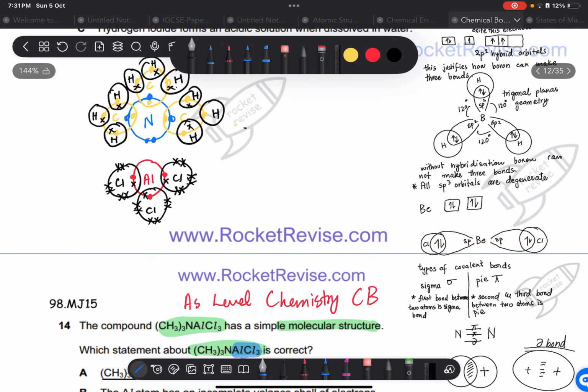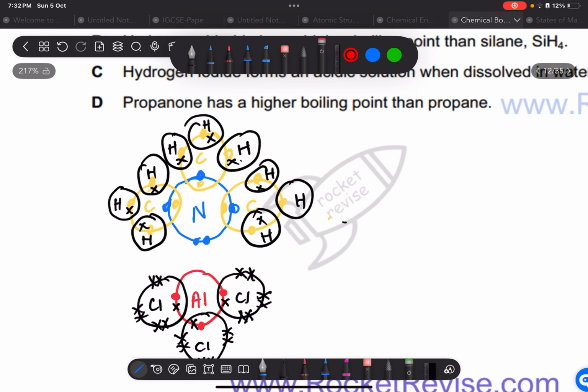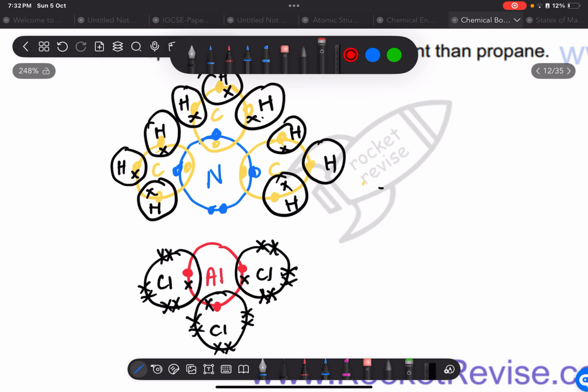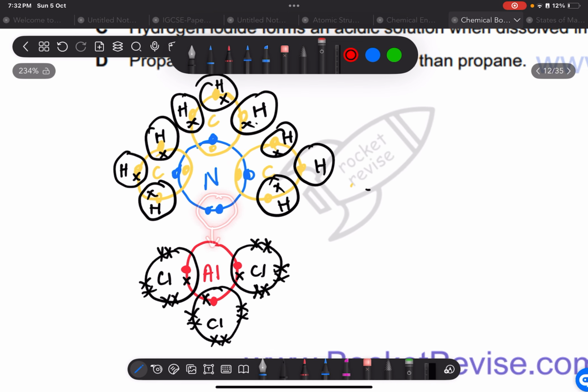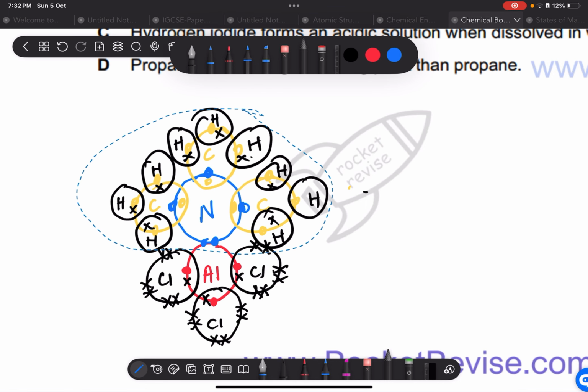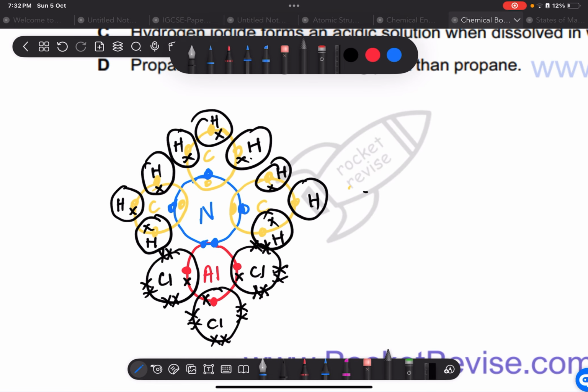And now what's going to happen? This lone pair right here is going to make a dative bond with aluminum. Why a dative bond? Because aluminum has nothing to contribute to a covalent bond, and unfortunately aluminum has no lone pair of electrons that can bond with this nitrogen. So aluminum has to form a dative bond. These 2 electrons are going to be shared with aluminum. This entire structure is going to move like this, and there's going to be a dative bond between nitrogen and aluminum.